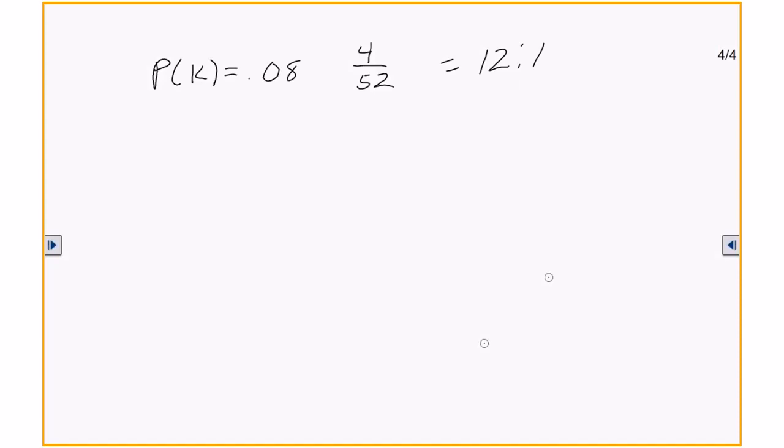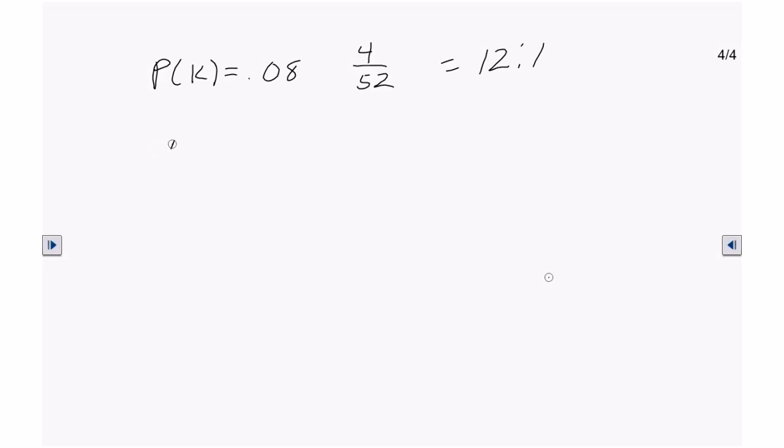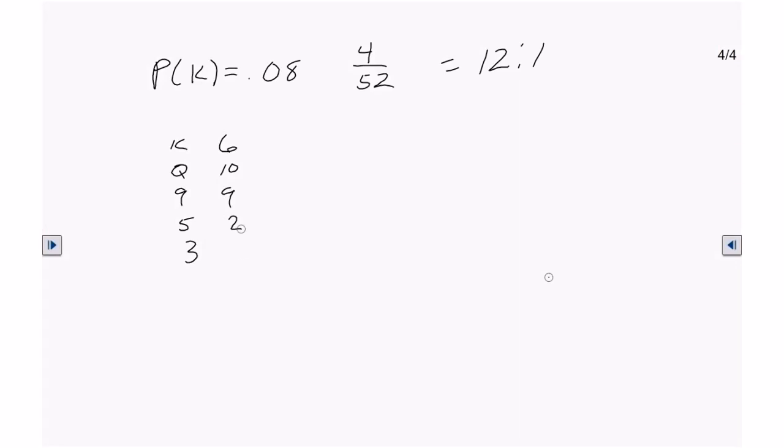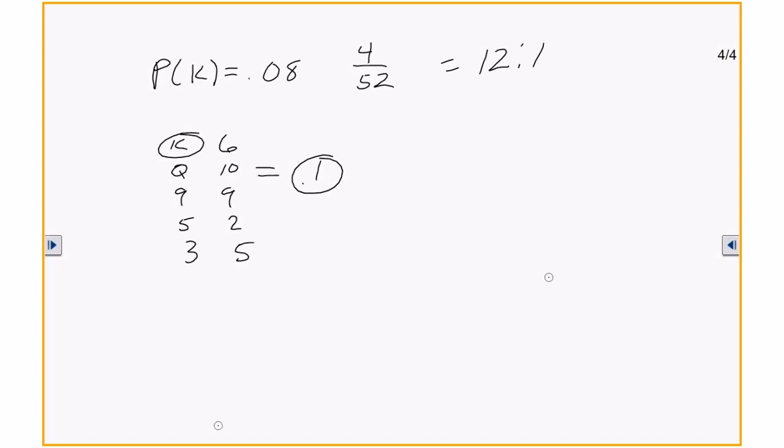But let's see what the actual probability came out to be. Since it's a face card, give me the cards that you got. It doesn't matter about the suit. We got the king of spades. Okay, you got king, queen, 9, 9, 5, 5, 3, 3, 6, 10, 10, 9, 9, 2, and 5. So here we got 0.1, and the probability is 0.08. It's close, but 80 cents is different from $1. So it's not exactly equal, but it's close.